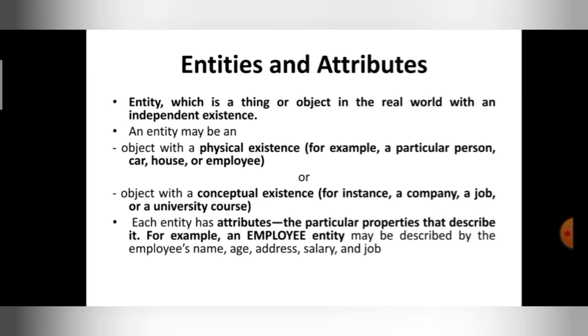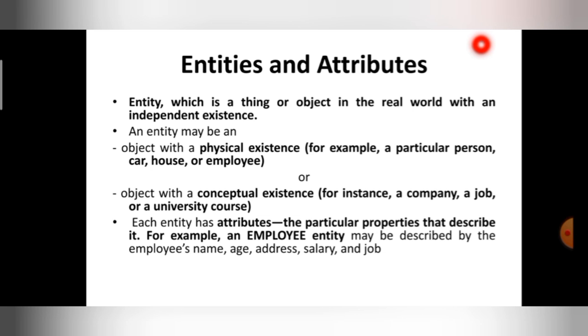So entities and attributes. So what is an entity? An entity is a real world thing or an object with an independent existence. Whatever object you are going to see in this real world can be considered as an entity. For example, tree is an entity, fan is an entity, house is an entity. Whatever object you are going to see in this real world, that object can be considered as an entity.